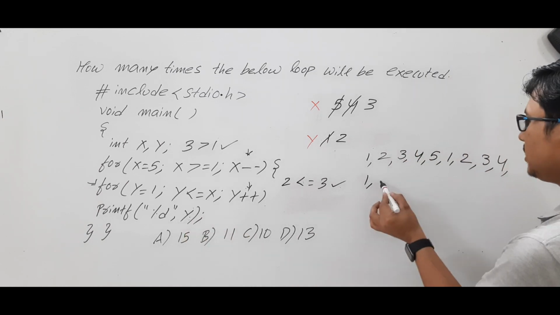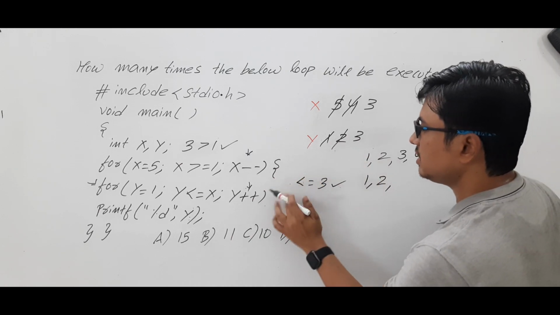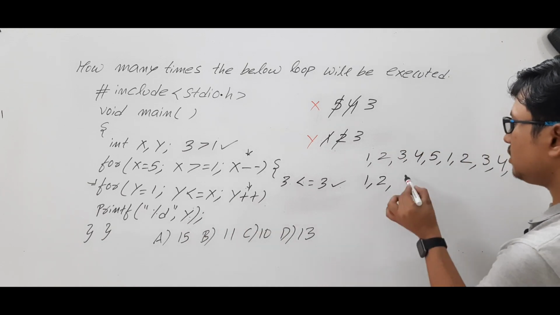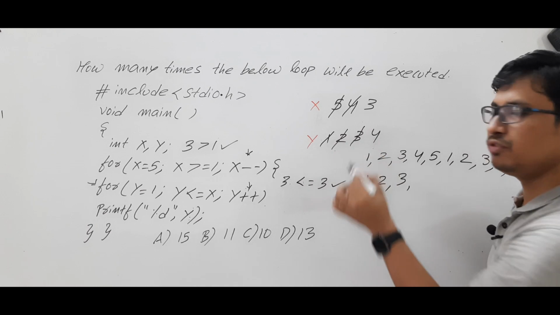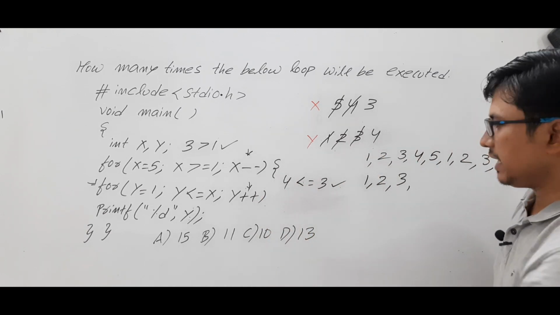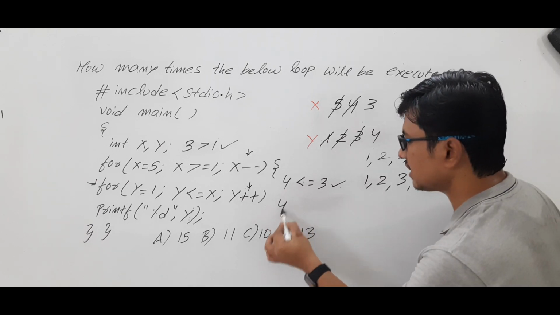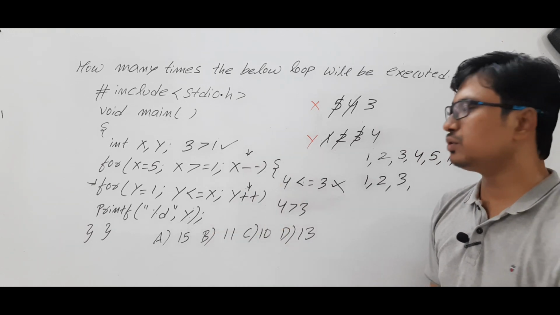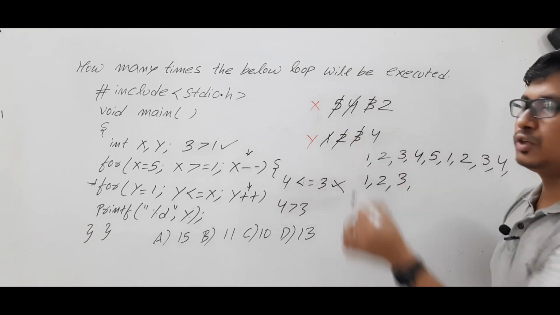Y value will be printed which is 2. Then y plus plus, y value will become 3. 3 is equal to 3. The condition is true. Again you will print the y value which is 3. Again you will increment the y value will become 4. Now you will check the condition. Y value is 4, x value is 3. 4 is less than or equal to 3? No, 4 is greater than 3. So this condition is failed. If this condition is failed, you will go to the statement x minus minus. X value will become 2.